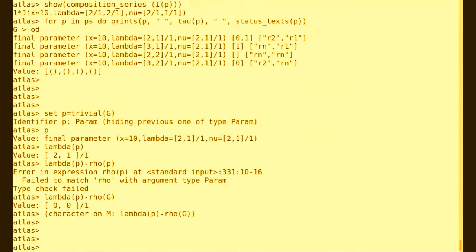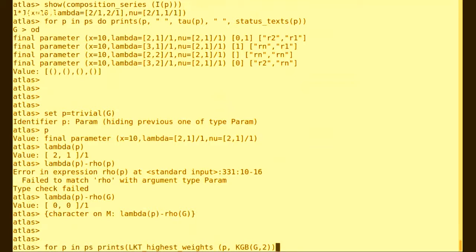So that's another way to detect which of these is the trivial representation. Okay, so now another thing that you can do is look at the lowest K-types. So let's run over P in these principal series. I'm just going to give this command and then I'll explain it.